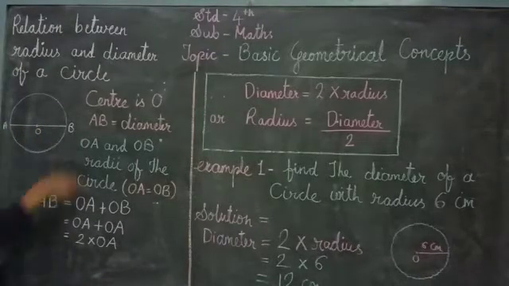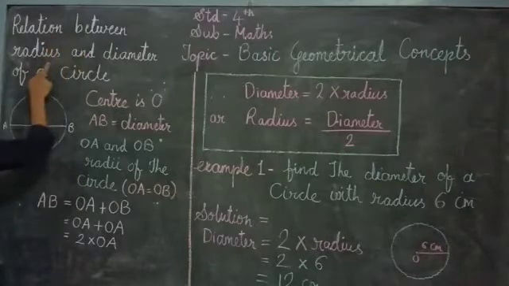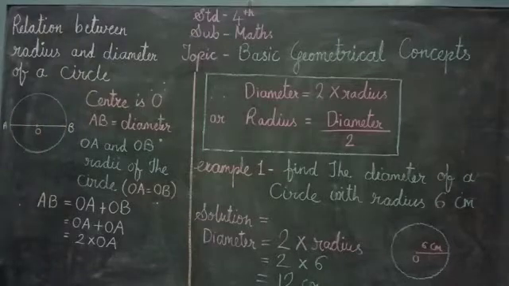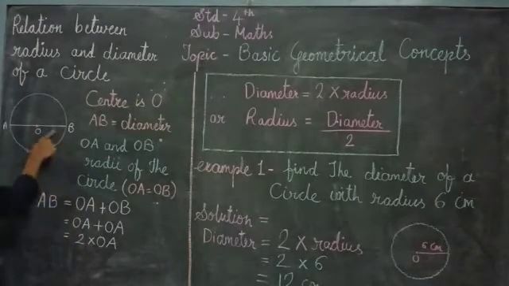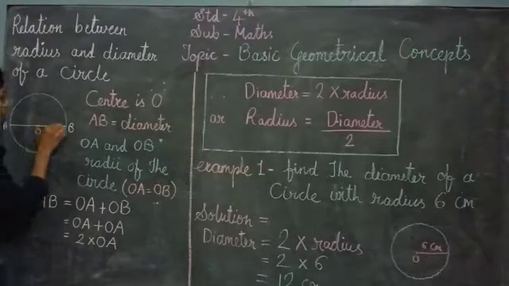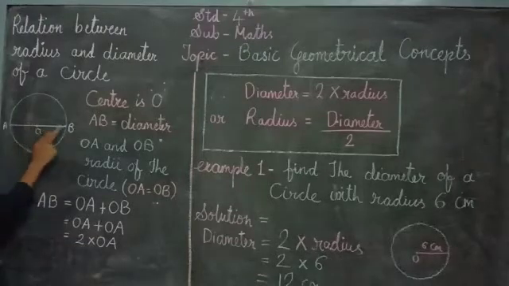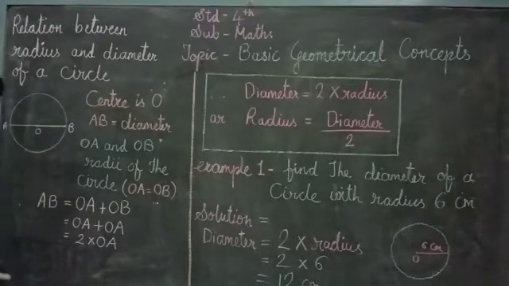Today we are going to see the relation between the radius and diameter of a circle. Now first thing you understood, this is the diameter. When a line divides a circle into two equal parts, we call it a diameter. And what about the radius? Radius is the line that starts from the center till the end of the circle. So this half line is the radius, and this full line we call a diameter.